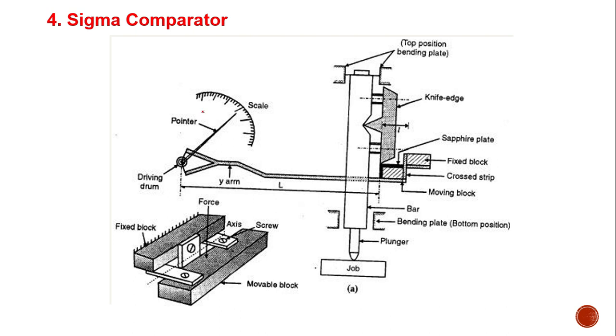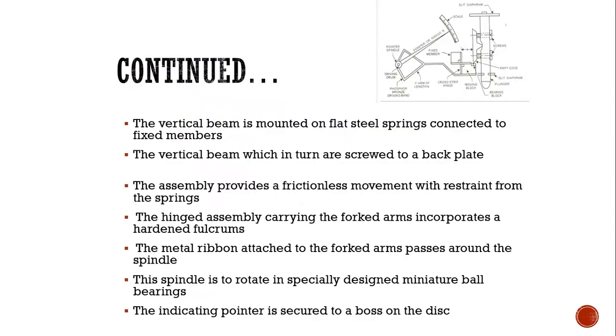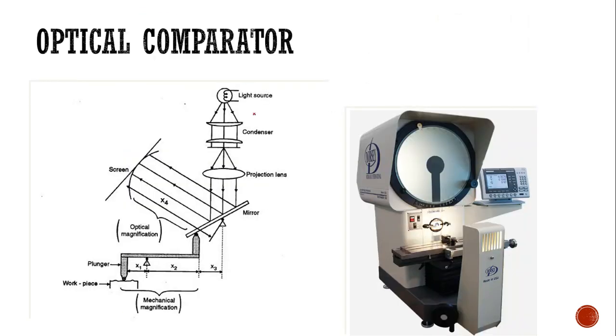And then we discussed the constructional details and working of the sigma comparator. This looks complex in structure, but it is still simple to understand the movements: how the motion is transferred from the plunger to the driving drum and how the readings are magnified on the scale. Okay, so now we will discuss the optical comparator, electric comparator and pneumatic comparator.